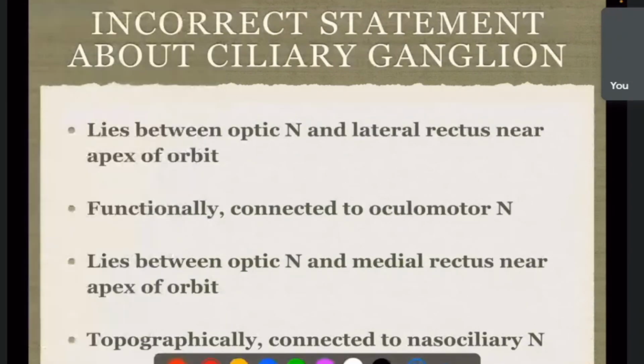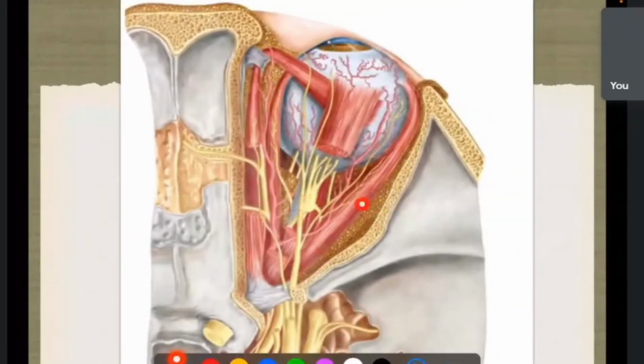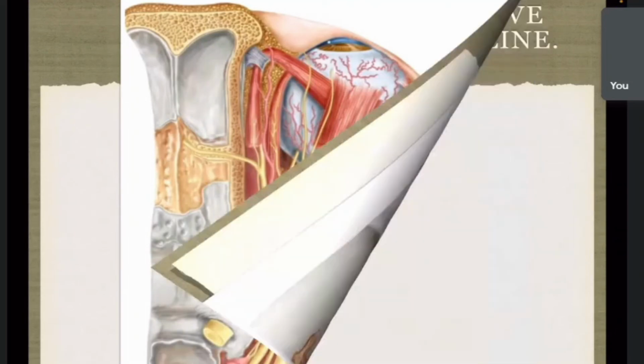Incorrect statement about ciliary ganglion? Third one: lies between the optic nerve and medial rectus. No, it is lying between the optic nerve and the lateral rectus. Functionally connected to oculomotor nerve and topographically connected to nasociliary nerve. Okay, this is the diagram to show you the ciliary ganglion, between the optic nerve and the lateral rectus muscle, close to the apex. This is the nasociliary nerve. It is topographically related to the nasociliary nerve, but the fibers passing through the ciliary ganglion will be that of the oculomotor nerve.